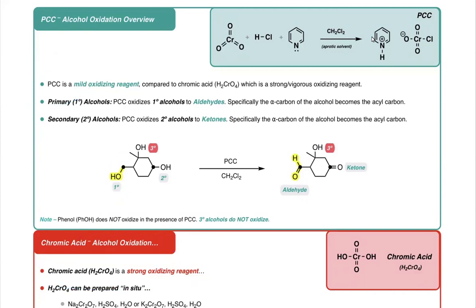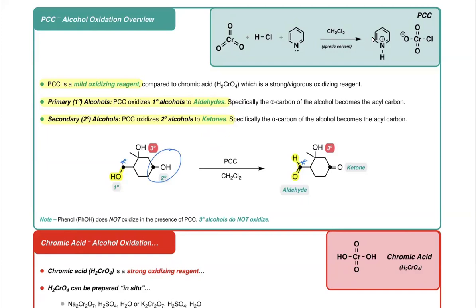Let's start with the weak, or mild, oxidizing agent, which is PCC. PCC is going to oxidize a primary alcohol to an aldehyde and a secondary alcohol to a ketone. Looking at this example, we have a primary alcohol, and with PCC that carbon is oxidized to the carbonyl carbon of an aldehyde functional group. Primaries with PCC oxidize to an aldehyde.